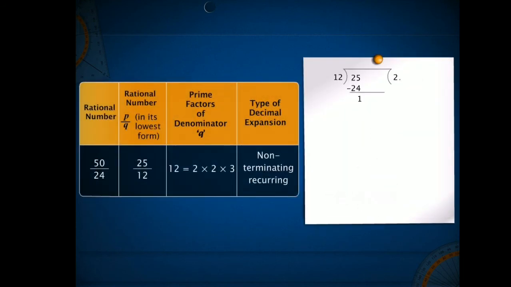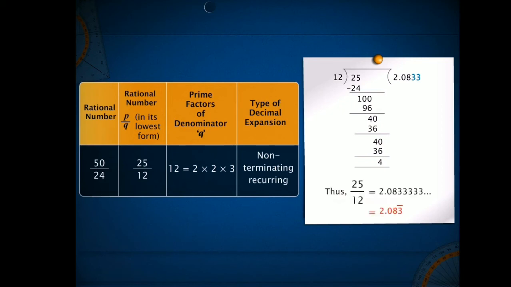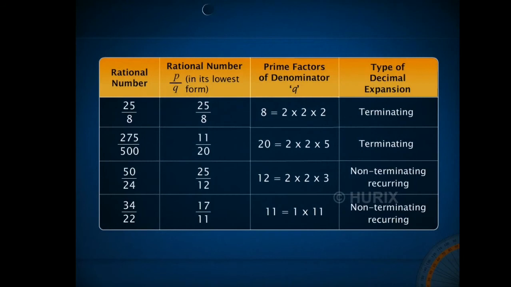Similarly, let's divide 25 by 12 to check our classification. Notice that the digit 3 in the quotient repeats itself indefinitely. Therefore, this rational number can of course be represented as a non-terminating recurring decimal expansion. Thus, we can identify whether the decimal expansion of a rational number is terminating or non-terminating recurring also, by simply observing the prime factors of the denominator.